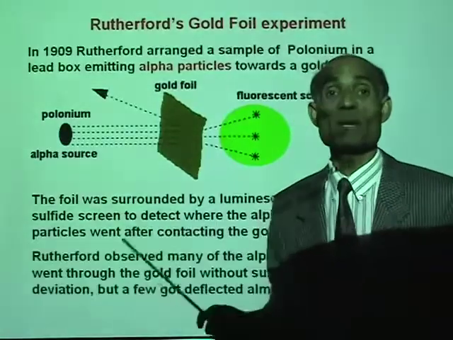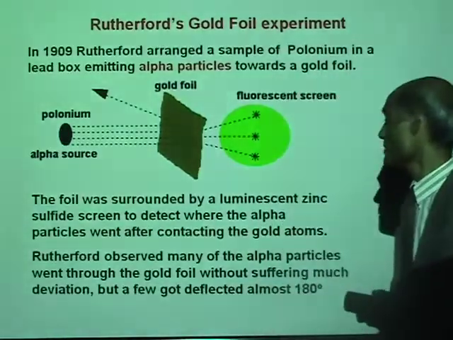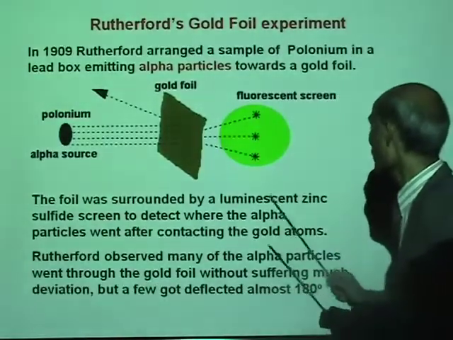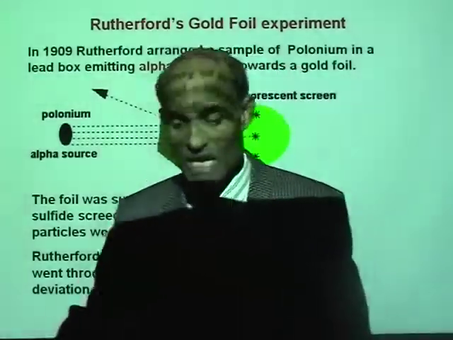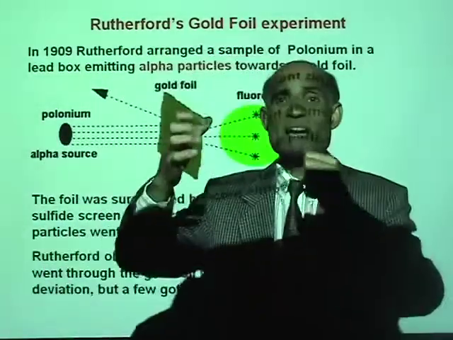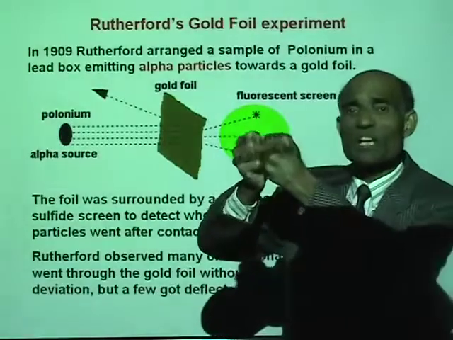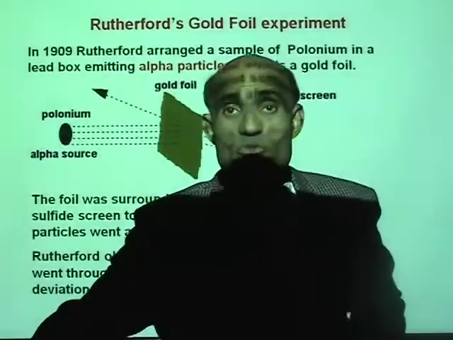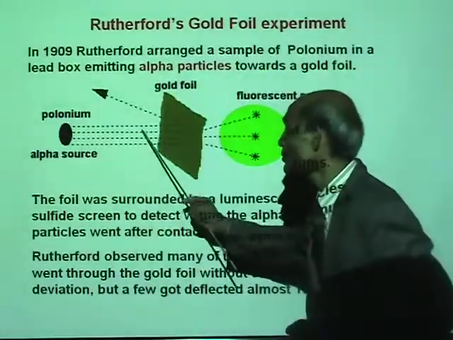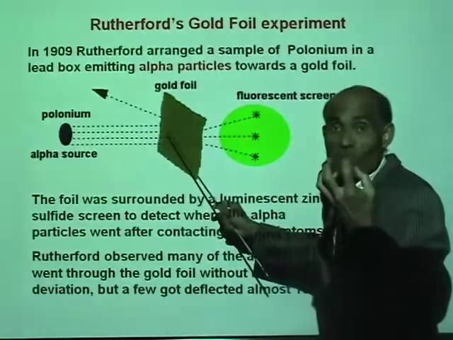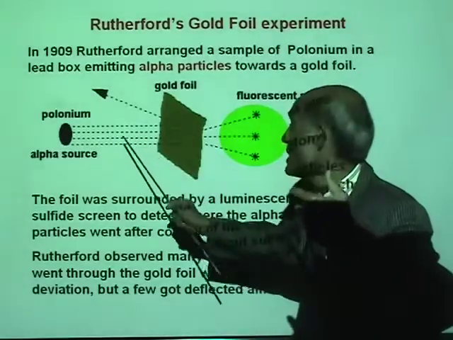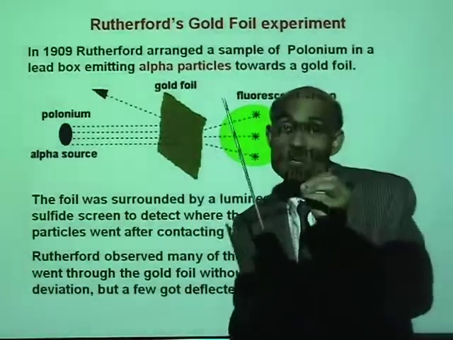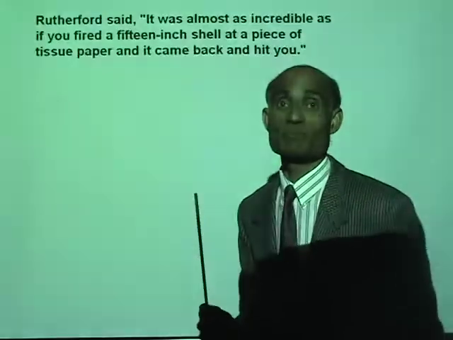That was his concern. Now, Rutherford observed many of the alpha particles went through the gold foil without suffering much deviation. Now, you would expect that when a bullet hits something, it will suffer deviations. Is that right? That's right. Now, what Rutherford observed is that these alpha particles, most of them didn't even know that they were going through the gold foil. They went through straight. But some of them showed some deviation.